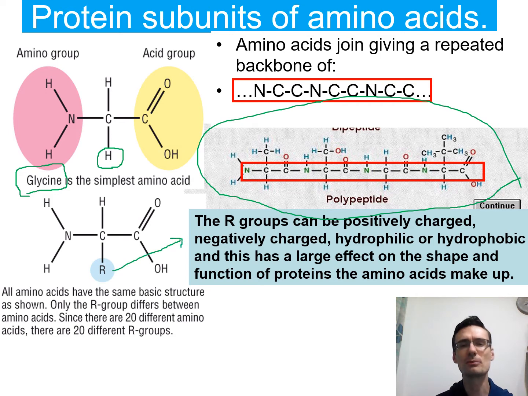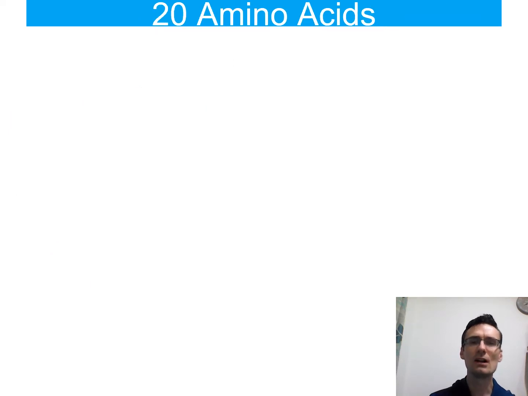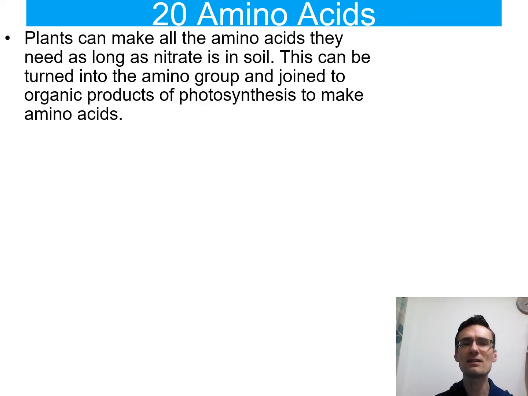Well, the R groups can have different properties depending on the atoms in them. For example, they might be positively charged, negatively charged, hydrophilic, which means they're attracted to water, or hydrophobic, which means they're repelled from water. That obviously has a big effect on the amino acid, and overall that will have an effect on the shape of the protein molecule. So there are 20 different amino acids, as we said, just to give you some extra information.